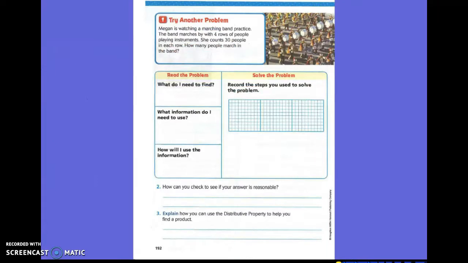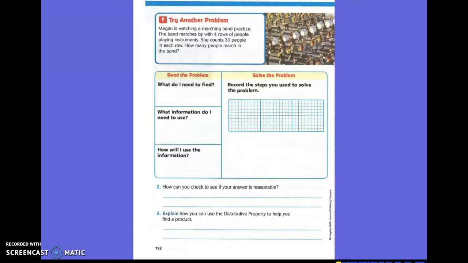Okay, next page. Let's read the problem. Megan is watching a marching band practice. The band marches by with 4 rows of people playing instruments. She counts 30 people in each row. How many people march in the band?